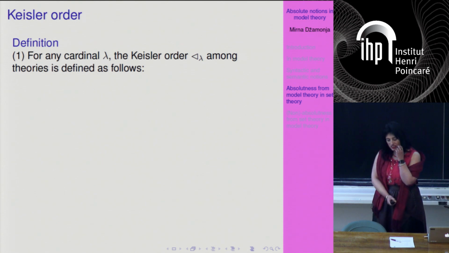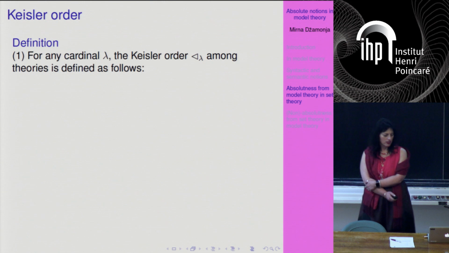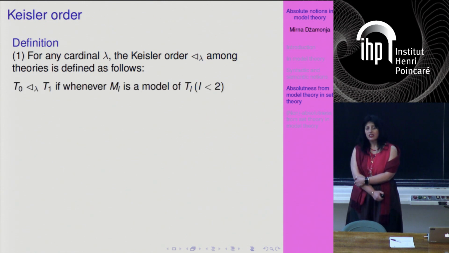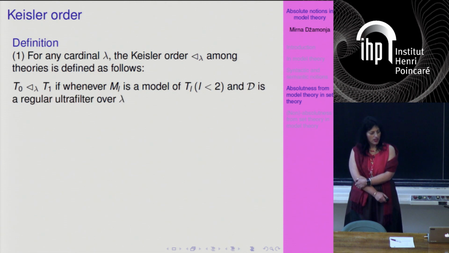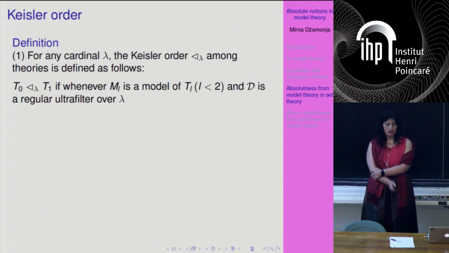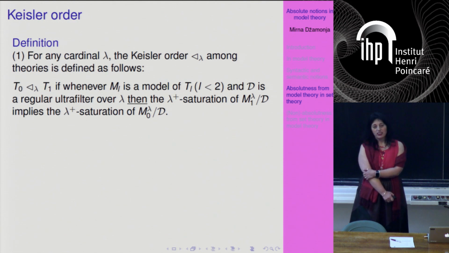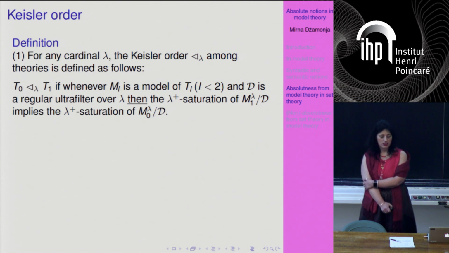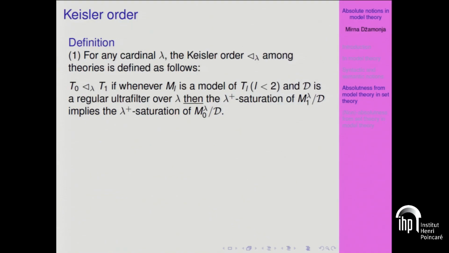The Keisler order is defined in the following way. You fix a cardinal lambda, and you want to order theories using this cardinal. And what you define is that the theory T0 is less than T1 if whenever you take two models of the theories, M0 and M1, and you take a regular ultrafilter over lambda, I'll tell you in a minute what regular means, then if you manage to prove that the ultrapower of M1 over this ultrafilter is lambda plus saturated, then it immediately implies that the ultrapower of M0 is saturated. So the idea is that T0 is less than T1 if T1 is harder to saturate than T0.